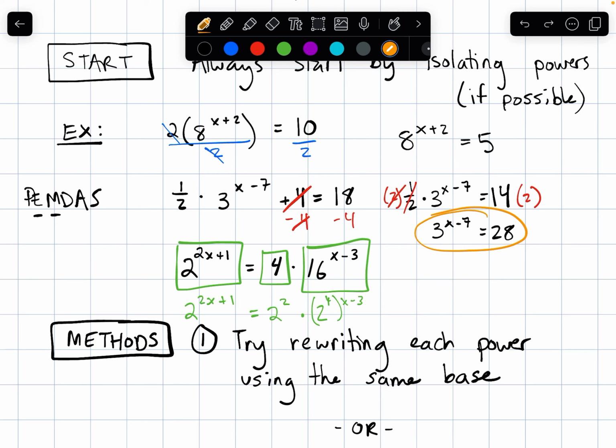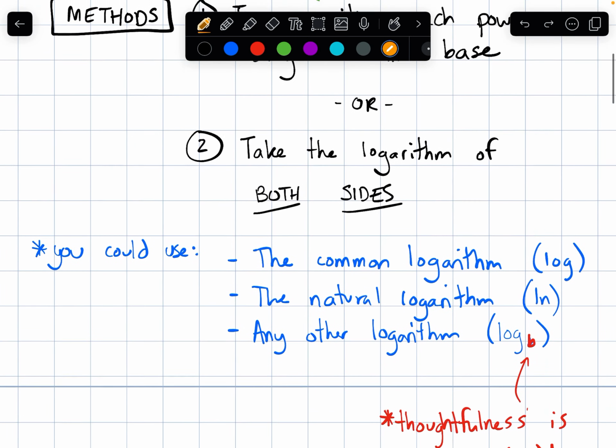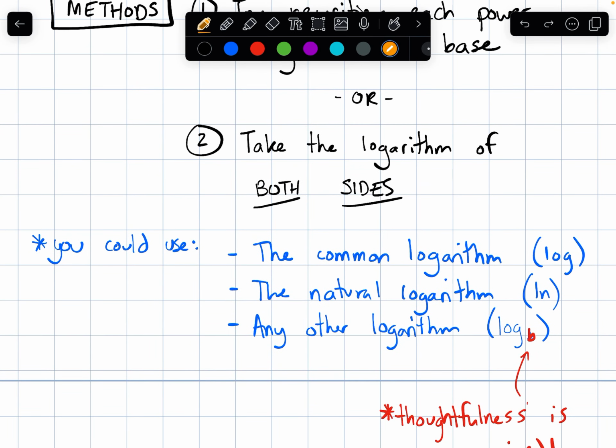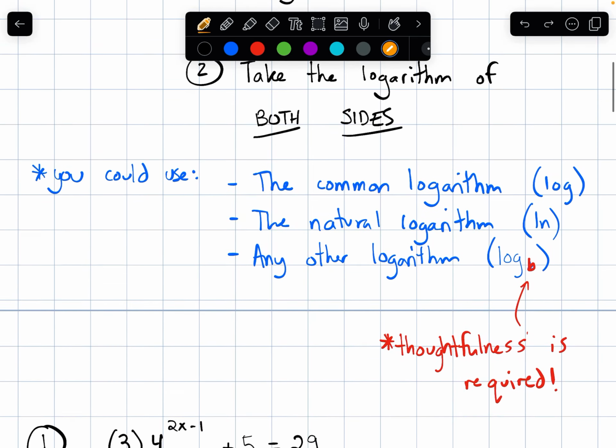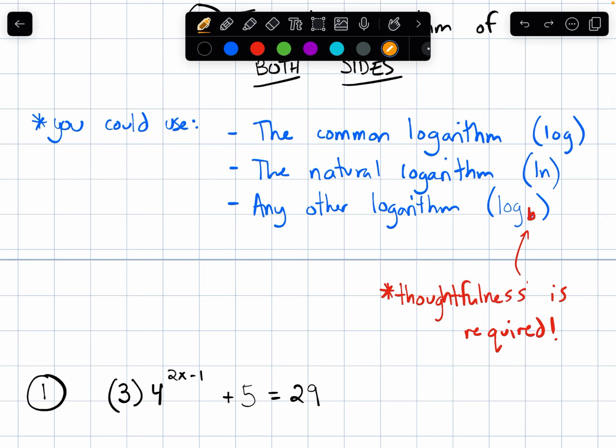Again, in mathematics, we know that whatever we're allowed to do on one side, we can do the same thing on the other side as well. So the ways that you could take the logarithm of both sides, you could use the common logarithm, which is just log. Remember, the base is 10 there, even though we don't write the 10. We could use the natural logarithm, which is ln. And we could use any other logarithm, like log base 2, or log base 3, or log base 4.